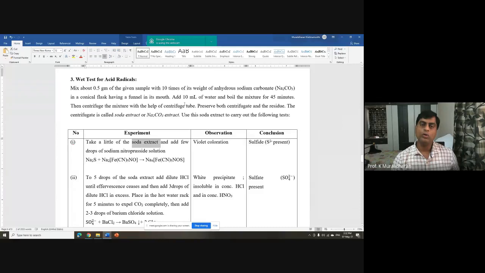You will be taking some amount of sample, and 10 times of sodium carbonate you will be adding, and adding water to around 10 ml of water, boil for 45 minutes. Boil for 45 minutes means you have to literally boil it for 45 minutes only.